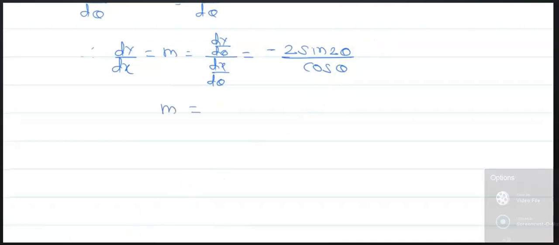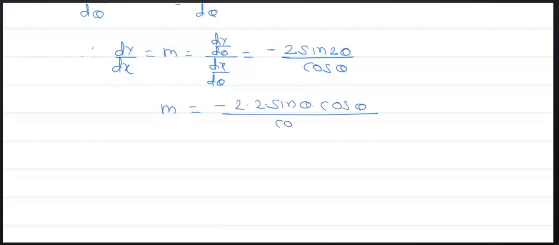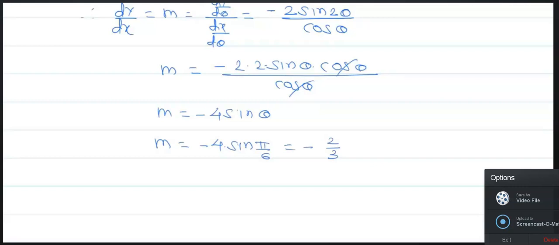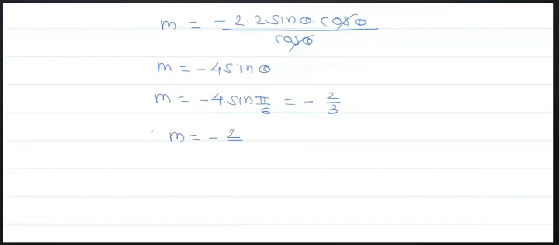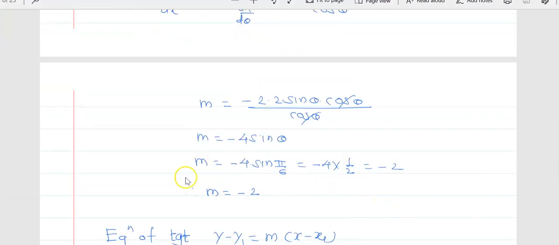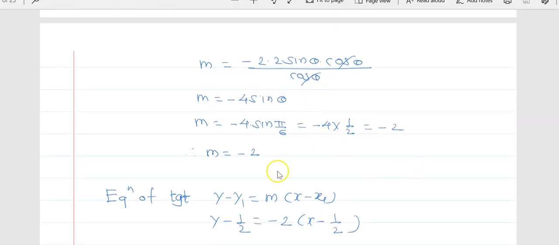Now, what is the sine of 2 times theta? That is 2 sine theta into cos theta upon cos theta, and one cos gets cancelled. And you can substitute the value of theta, which is pi by 6. Now see this here, I am correcting here. That is m is equal to minus 4 sine of pi by 6. And sine pi by 6 is 1 upon 2, so minus 4 into 1 upon 2, that is equal to minus 2. Therefore, m is equal to minus 2.